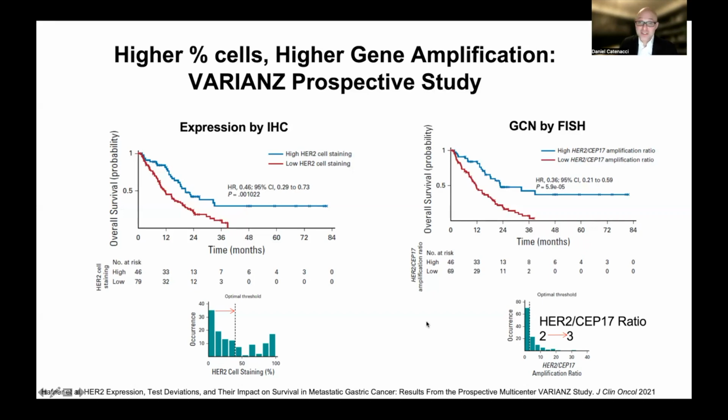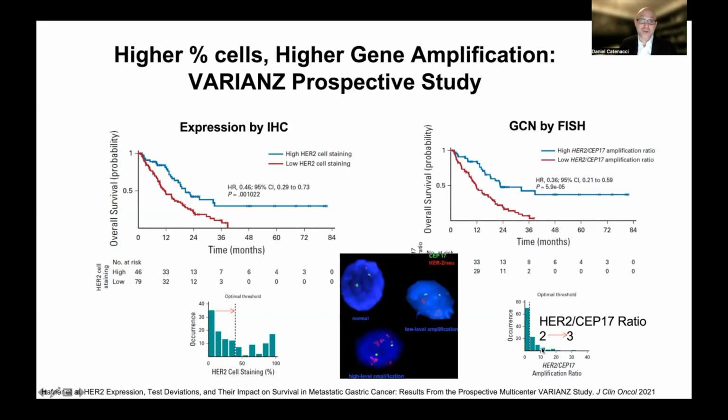And this is not the first study to show that an optimal cutoff of HER2 is higher. Other studies have shown this as well. And this is an example of a FISH assay that shows a low HER2 gene amplification versus a high HER2 gene amplification. Both of these are technically positive above the ratio of 2. But we know in studies like this that the higher the gene copy number, the better predictive of benefit from anti-HER2 therapy in this case.